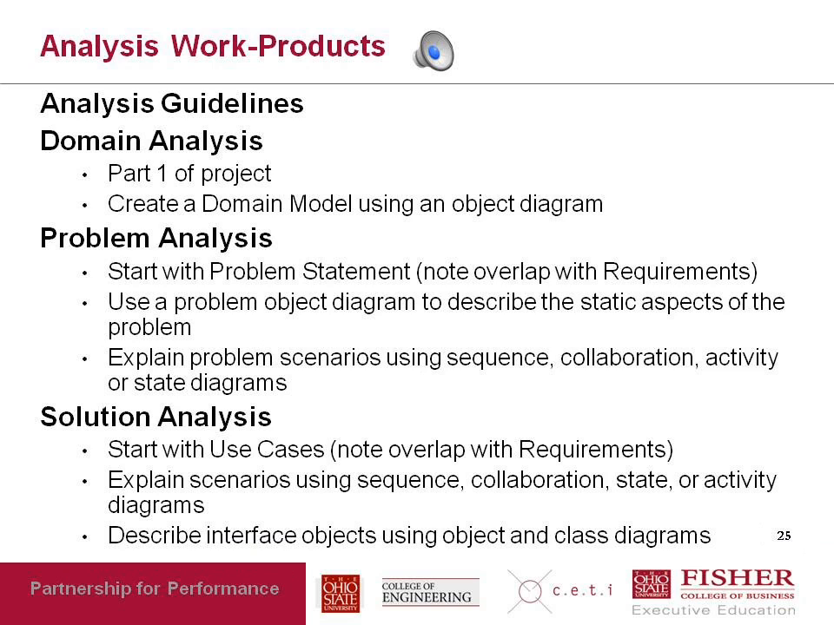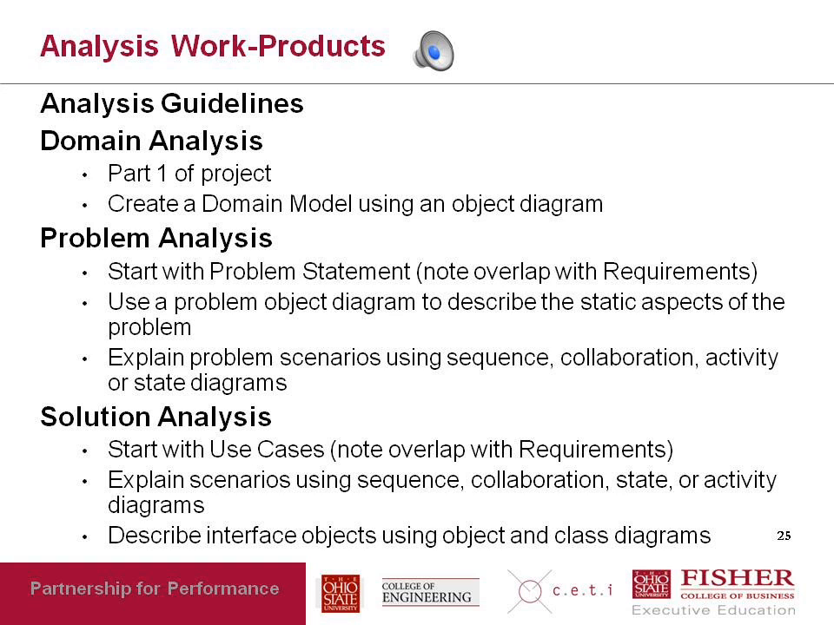So let's list the work products for analysis that I'll be expecting you to create as part of your project, and also that I'll be expecting you to understand. There are four of them: analysis guidelines, domain analysis, problem analysis, and solution analysis. So they're just analysis of the problem and the solution at different levels of detail. So the domain analysis is at the highest level. The problem analysis, like I said, is at the next level. And solution analysis is how that problem might be solved, but staying at the interface of the system.